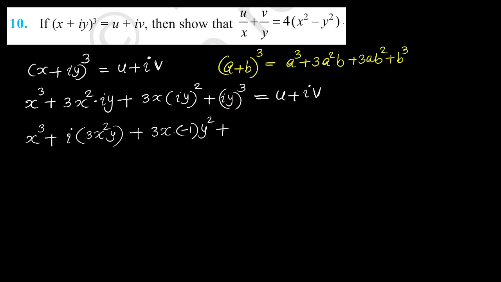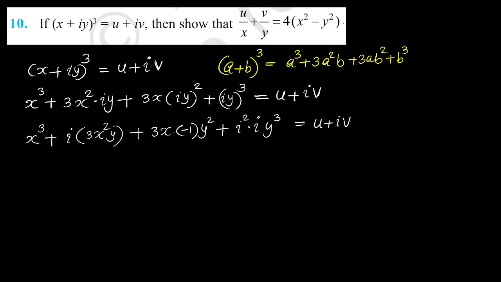I can write i cube as i square into i, because we know the value of i square. That is why i cube is written as i square into i, times y cube. Understood? Right side is u plus iv.